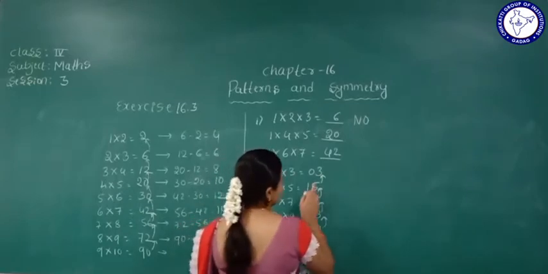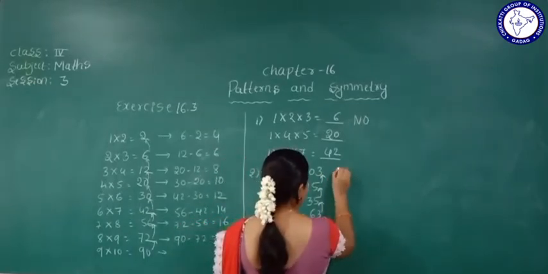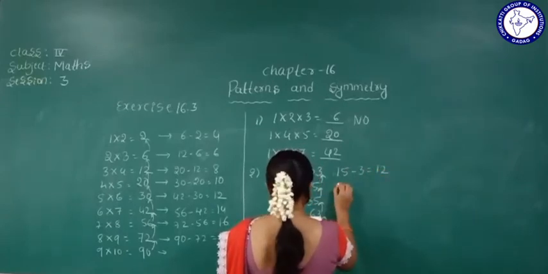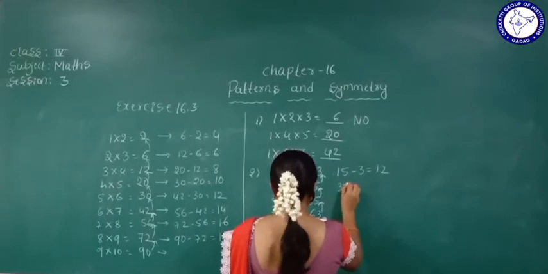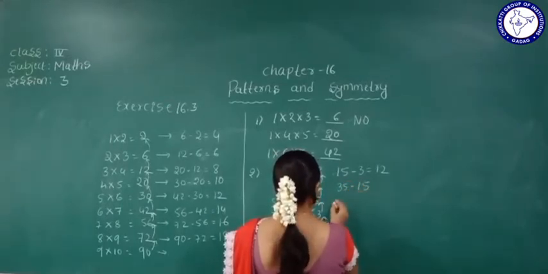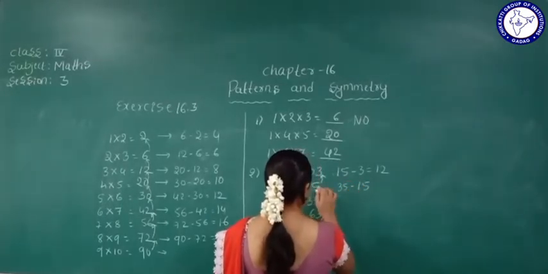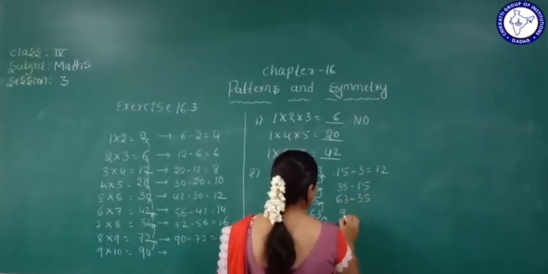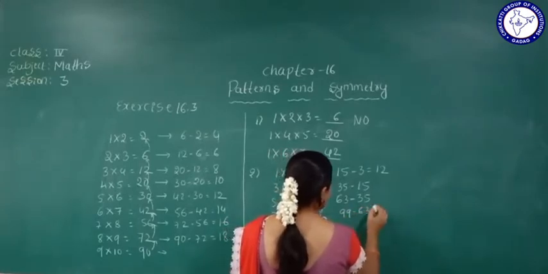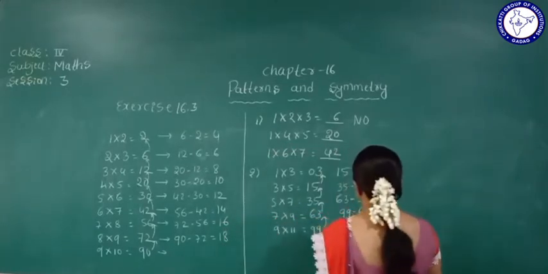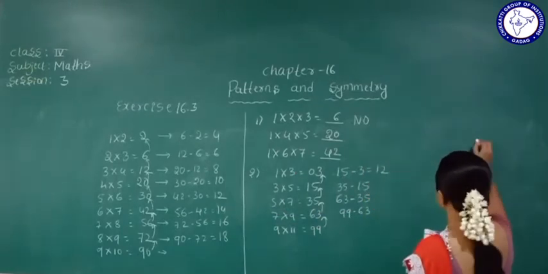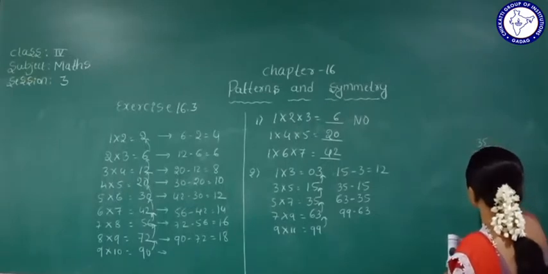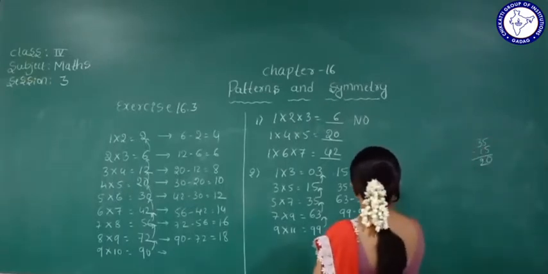Okay. So they have taken the product and subtracted here. 15 minus 3 is equal to 12. Next, 35 minus 15. Next, 63 minus 35. Next, 99 minus 63. So what will we find here? We can find and write the answers. Here, see 35 minus 15. So 5 minus 5 is 0, 3 minus 1 is 2. We get the answer 20.